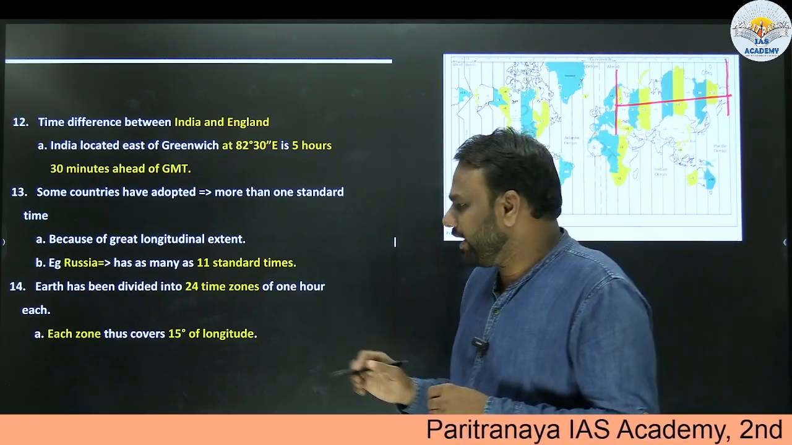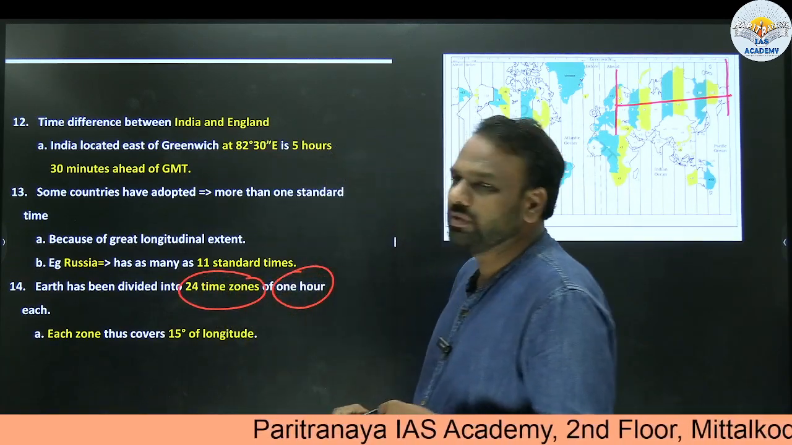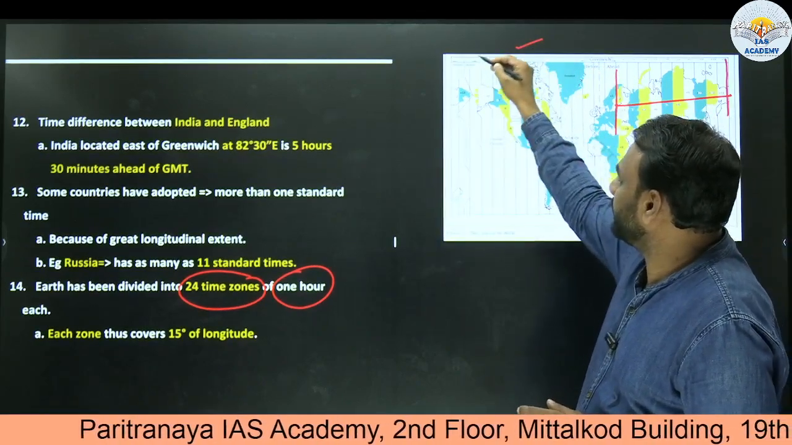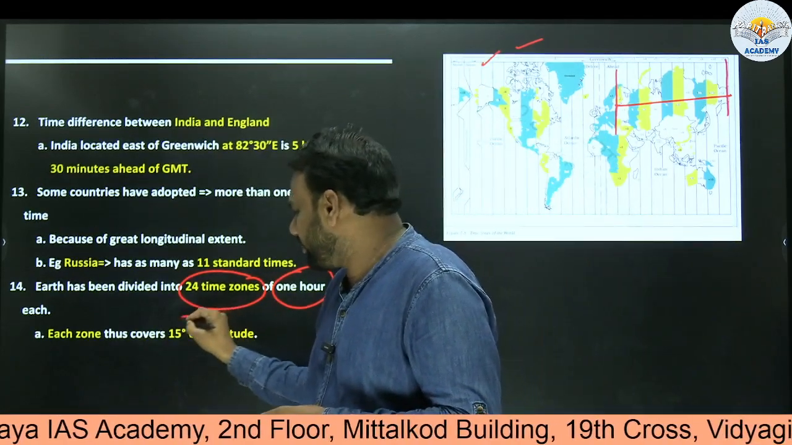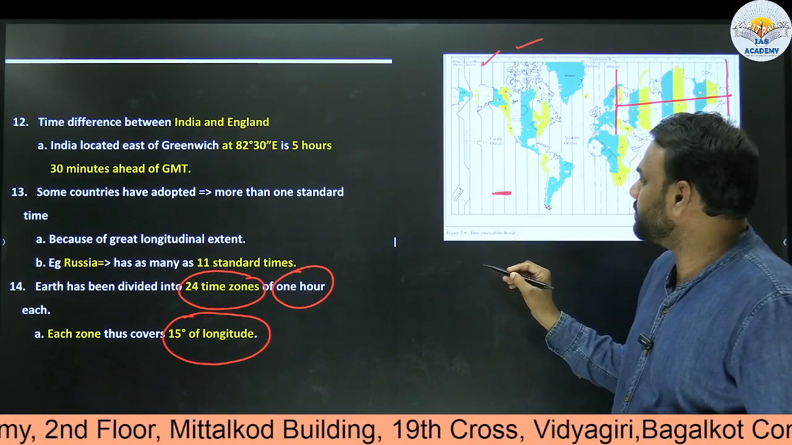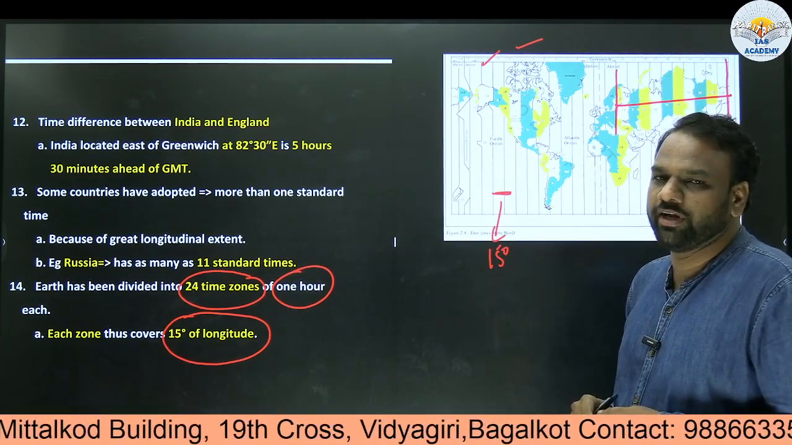Next, Earth has been divided into 24 time zones of 1 hour each. If you look at this image, you'll get to know that there are 24 time zones, and each zone covers 15 degree of longitude. If you look here, each time zone consists of 15 degree of longitude.